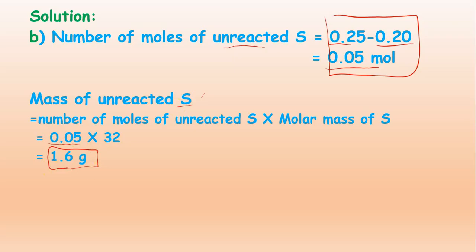1.6 gram will be the mass of the sulfur which is unreacted and in excess, as we have already discussed and calculated. So this was about the limiting reactant and how to calculate it, and then the excess reactant also, and how to calculate the mass of the excess reactant. I hope you understood this very important concept and calculation in this video.